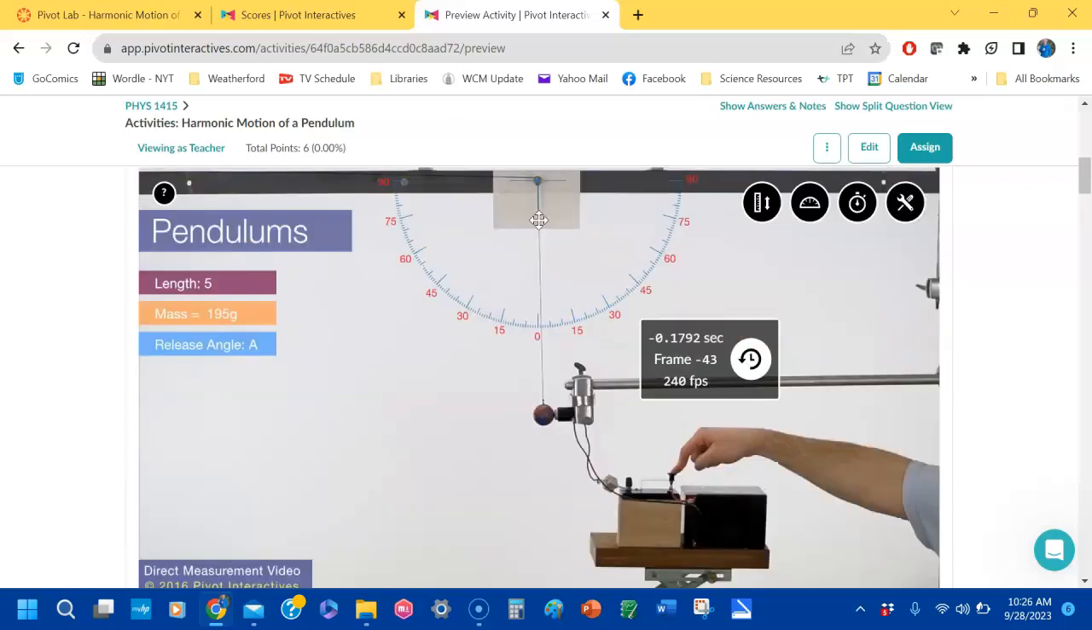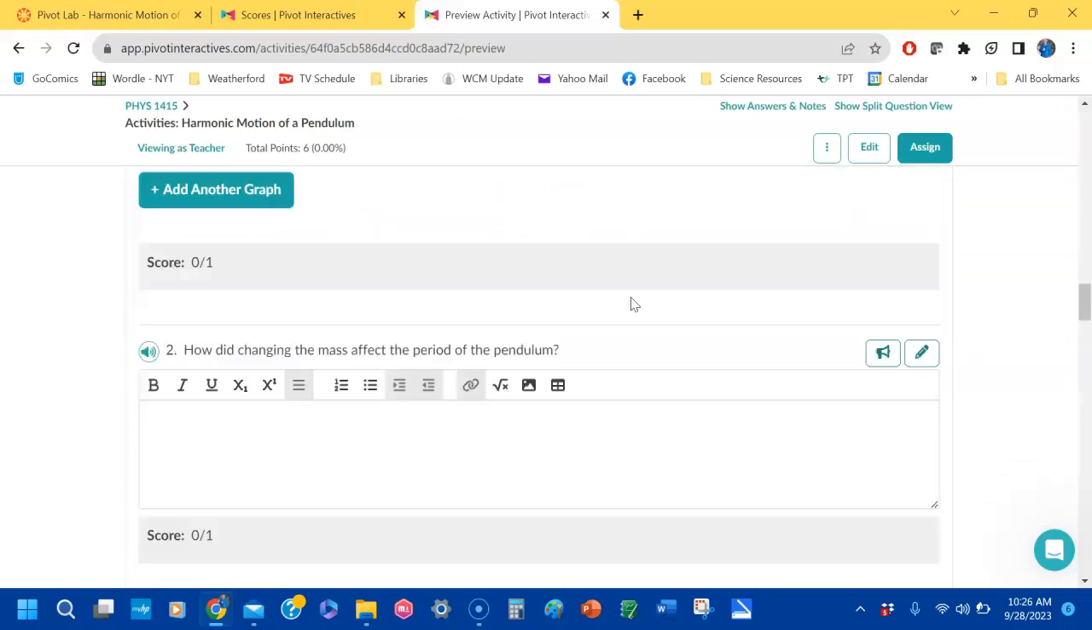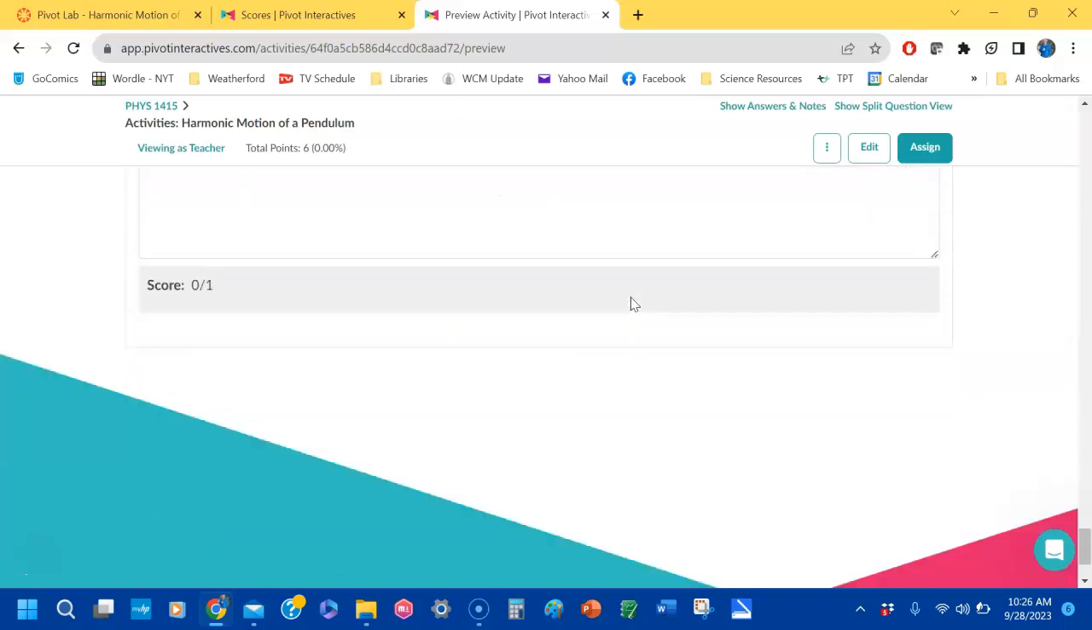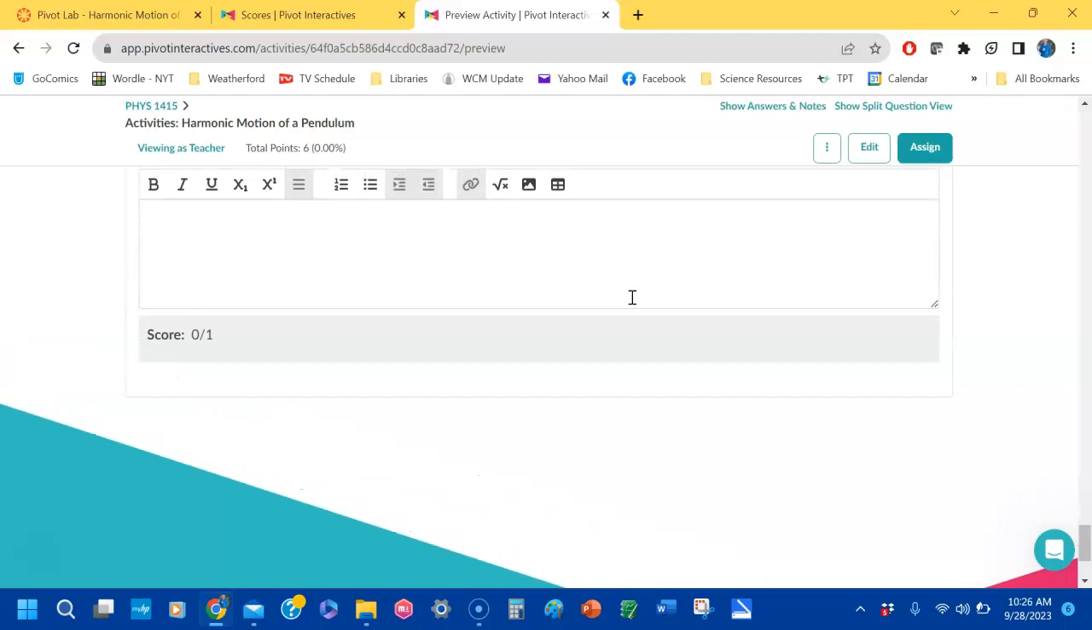For that one, you will need to use the protractor to measure the angle. So your degrees would be your units. How many degrees is it lifted up from the center? And then, of course, how long does it take for the periods? And for each of those, you're going to summarize how they affect the period of the pendulum. All right. And I think that's it. So that should pretty well do it.